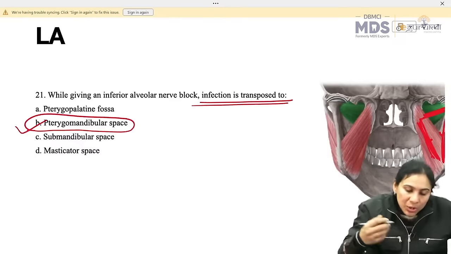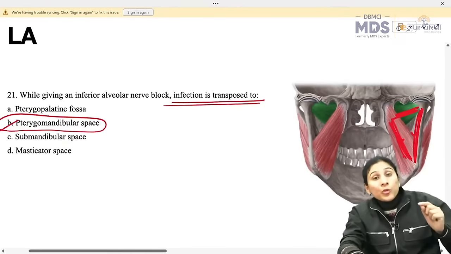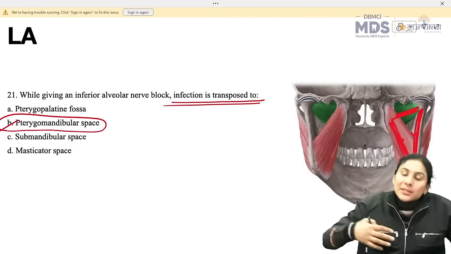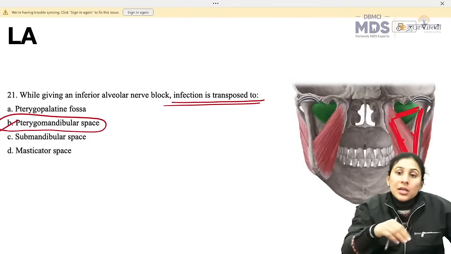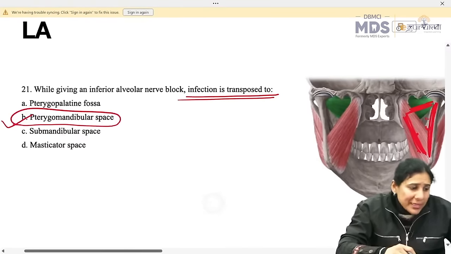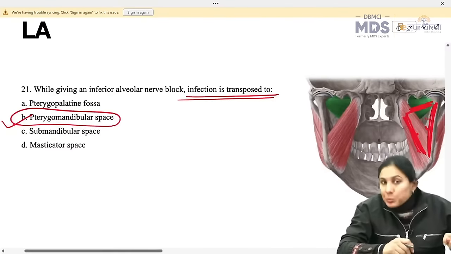So pterygomandibular space. If you take a dirty needle, if you take an infected needle, or if you take a sterile needle but pass it through a dirty area, you can carry the dirty area's contamination into the pterygomandibular space, which is a masticatory space. Yes, all of you are absolutely correct. 21, answer is B.